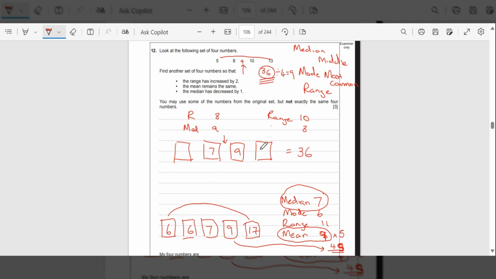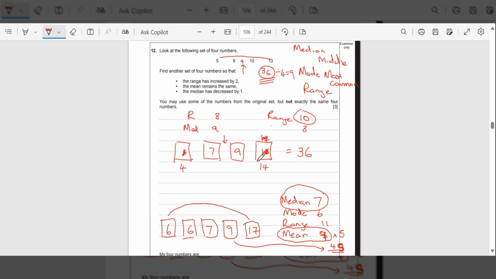So if I put a 10 there as a guess, and the range is increased by 2, so instead of the range being 8, we need a range of 10, we said. What do they add up to? 8, 17. They only add up to 28. Not high enough. Let's go for 14 and take away 10 from that to get 4.